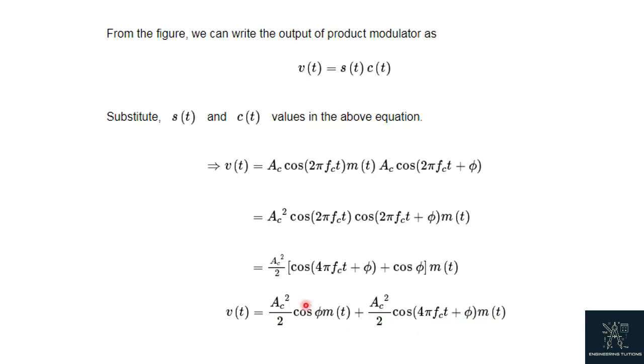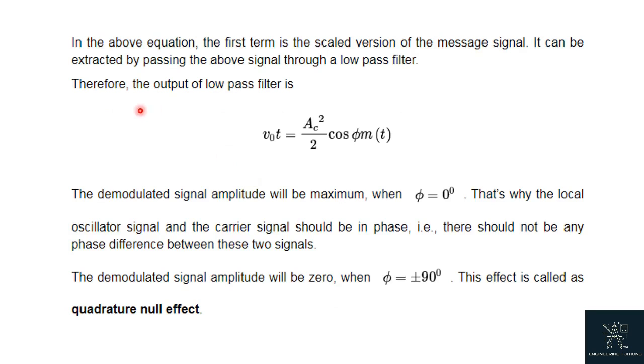In the above equation, the first term is the scaled version of the message signal. It can be extracted by passing the above signal through a low pass filter. Therefore, the output of the low pass filter is v0(t) equal to (Ac²/2) cos φ m(t).